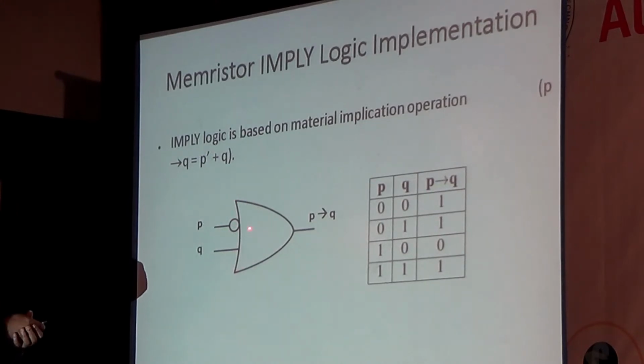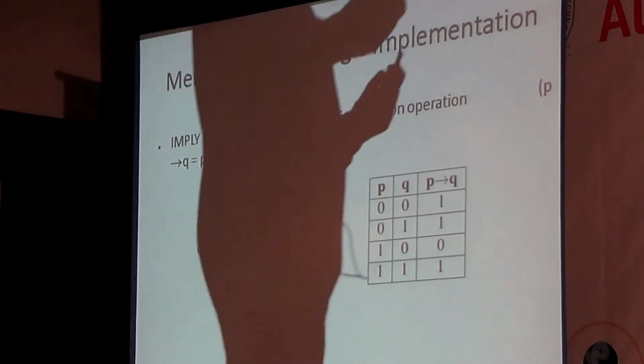P bar or Q. And with respect to the truth table, the imply will be this. If P is 0, output will be 1. If P is 1 and Q is 1, then also it is 1. Only for one combination, P 1, Q 0, the output is 0. This is imply. Now we shall see how we can implement this imply operation using memristors.